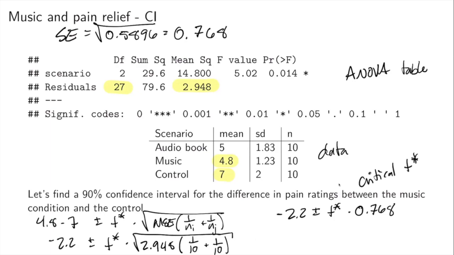The t distribution we're going to use here has degrees of freedom equal to the degrees of freedom for the residuals, which is 27. Someone was asking how we decide which distribution to use on StatKey to find the p-value. In 8.1, where we're doing ANOVA, we're using an F distribution. And now that we're in 8.2 and we're doing inference after ANOVA, we're back to the t distribution.